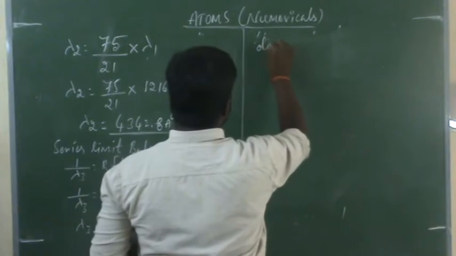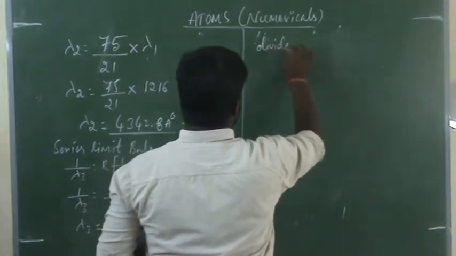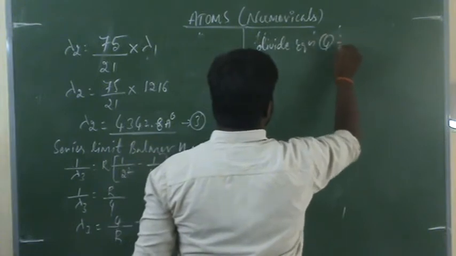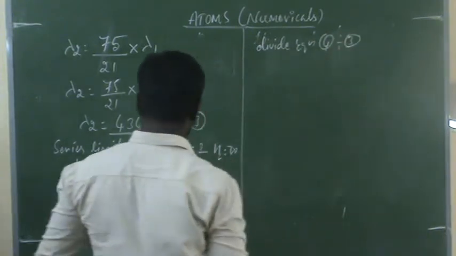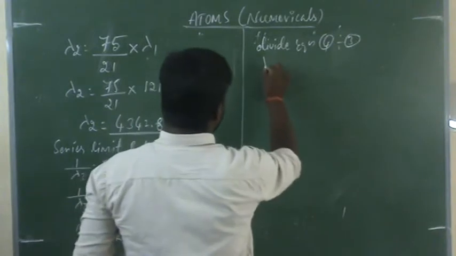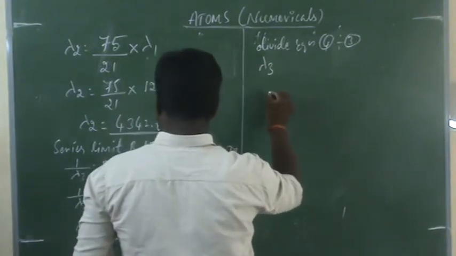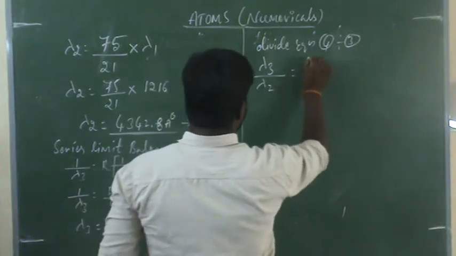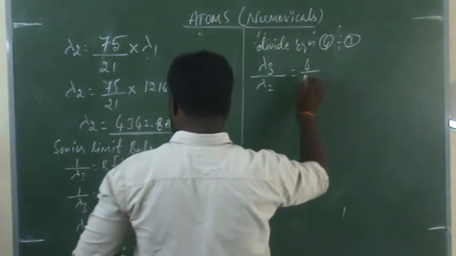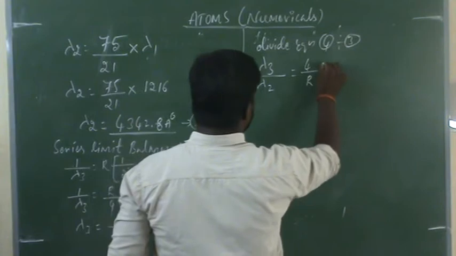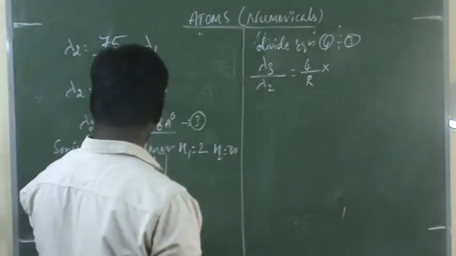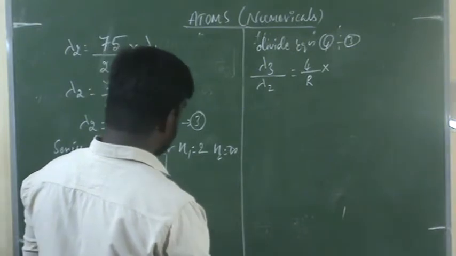Next, divide equation 4 by equation 3. Lambda 3 divided by lambda 2 is equal to 4 by R into equation 2. What is that equation 2?